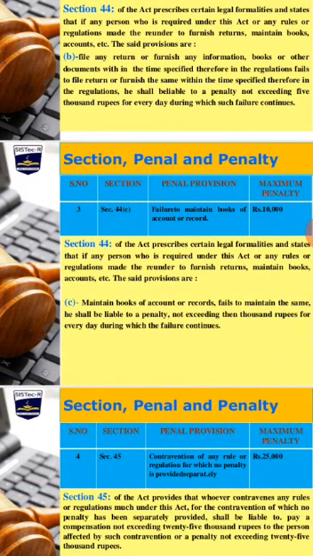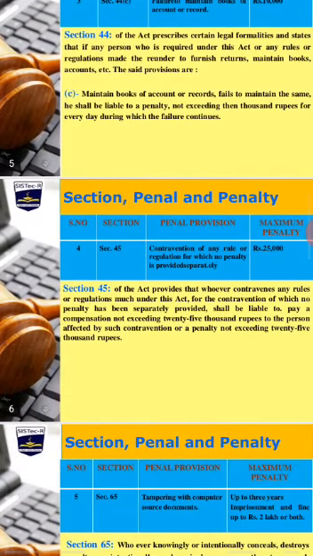Only an officer appointed under the Act can adjudicate on these penalties or compensation, on the basis of the following factors taken into consideration. Point A, the amount of unfair advantage, wherever quantifiable, as a result of the default. Point B, the amount of loss caused to any person as a result of the default, and the repeated nature of the default.